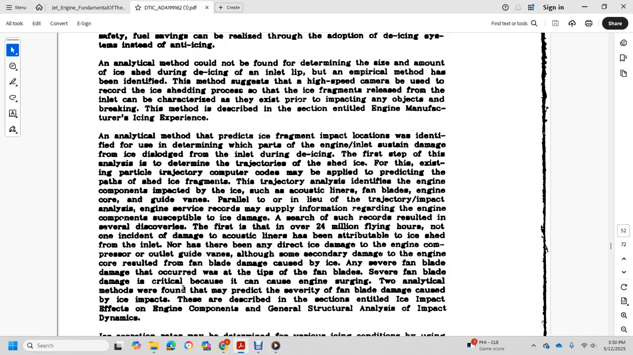The first step of the analysis is to determine the trajectory of the shed ice, using existing particle trajectory computer codes to predict the path of the shed ice fragments. The trajectory analysis identifies the engine components impacted by the ice, such as acoustic liners, fan blades, engine core, and guide vanes. In lieu of the trajectory impact analysis, the engine service records may supply information regarding engine components suspected of ice damage. Here the records showed several findings: over 24 million flying hours, not more than one inch of damage to the acoustic liners has been attributed to ice shed from an inlet, nor has there been any direct ice damage to the engine compressor or outlet guide vanes, although some secondary damage to the engine core resulted from fan blades damaged by ice.